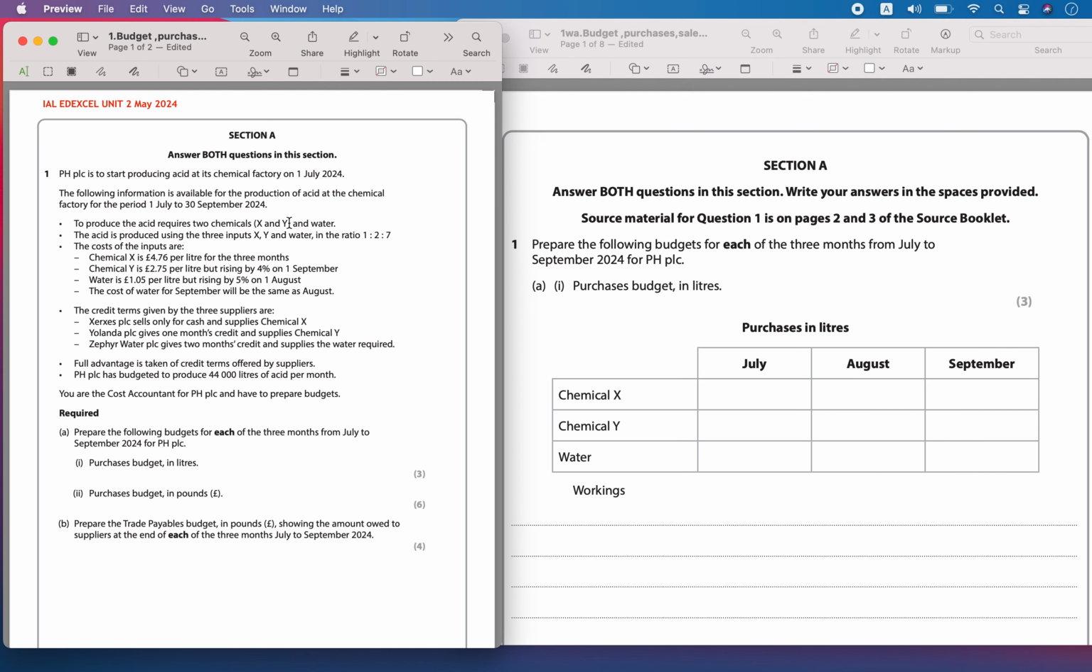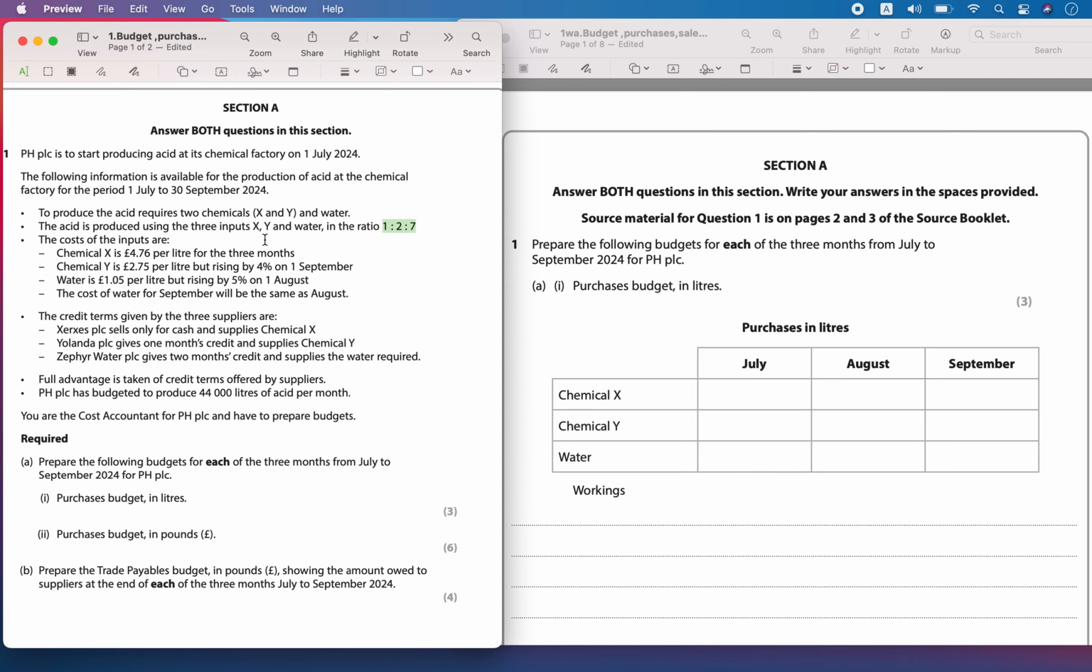To produce the acid, it requires two chemicals, X and Y, and water. The acid is produced using the three inputs X, Y and water in this ratio. So this is the amount they require for each of the components. The cost of the inputs are given, and the credit terms given by the three suppliers are also given. The cost per liter for X, Y and water is given here, and the credit terms for the three suppliers. Then full advantage is taken of the credit terms.